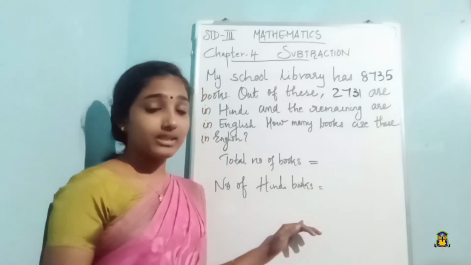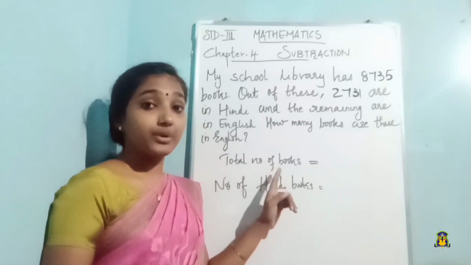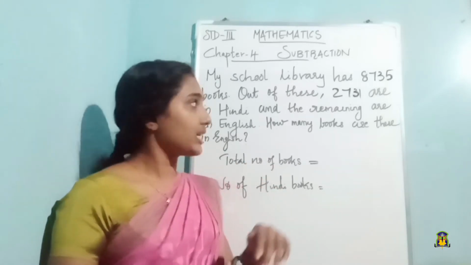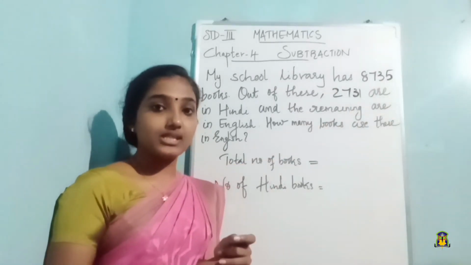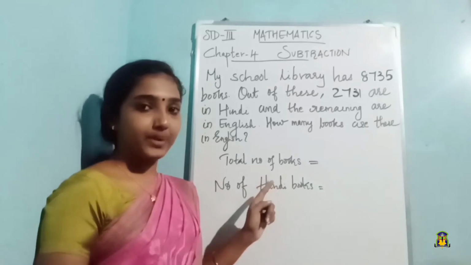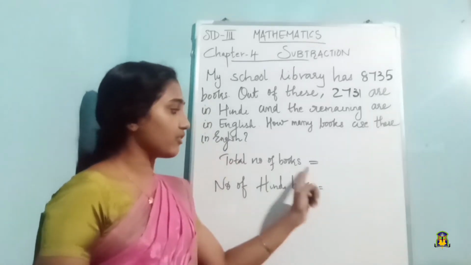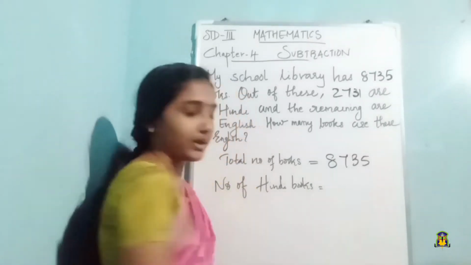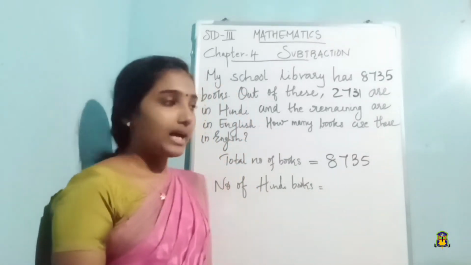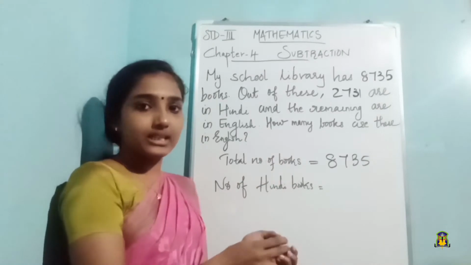So here what all things are given? Total number of books in the library is given, right? And which is that? 8,735. It is the total number of books in the library. So we can write total number of books equal to 8735.